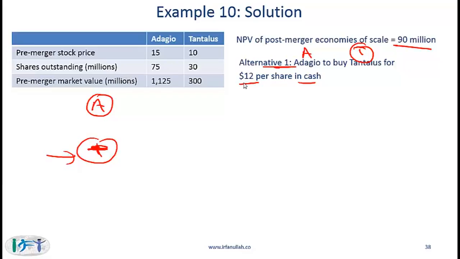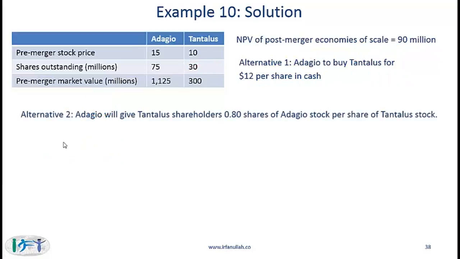$12 per share, and how many shares outstanding? 30 million. So in alternative A, your client gets 12 times 30 million, which is 360 million. This is the easy one. What about alternative 2? The acquirer will give your target company T 0.8 shares of Adagio per share of Tantalus stock.